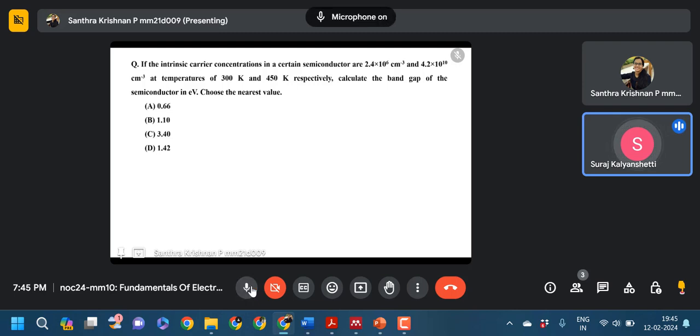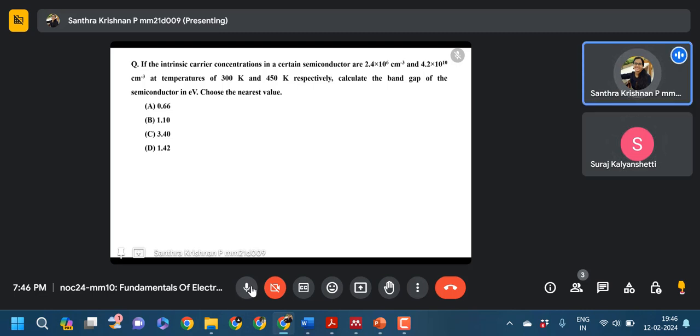How do I? Okay, got it. How to give 10 raised to minus 5? I have tried to type in minus 5 first, then 10 power x. No, it is not giving. Okay, let me try if it is right or not. 8.56. Yeah, it's correct.